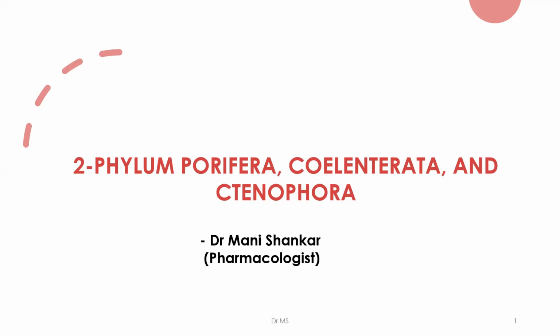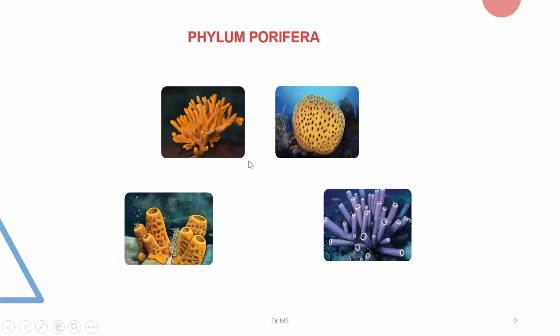Okay, we'll see today about the phylum Porifera, Coelenterata, and Ctenophora. So we'll study in detail about all these phyla. Phylum Porifera is also called the sponges. Remember, organisms in phylum Porifera are also known as the sponges.